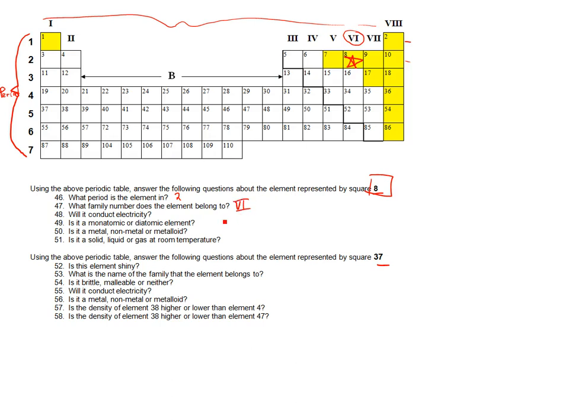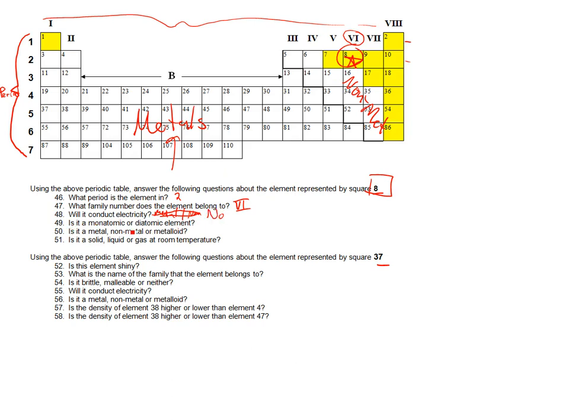All right, number 48. Now we have to apply what we know about this element. Will it conduct electricity? That's just a fancy way of saying is it metal or non-metal? You should recall that this staircase right here separates metals and non-metals. On the left are the metals. On the right are the non-metals. You should have that written. So if will it conduct, we should know that metals conduct, non-metals do not. So the answer would be no.